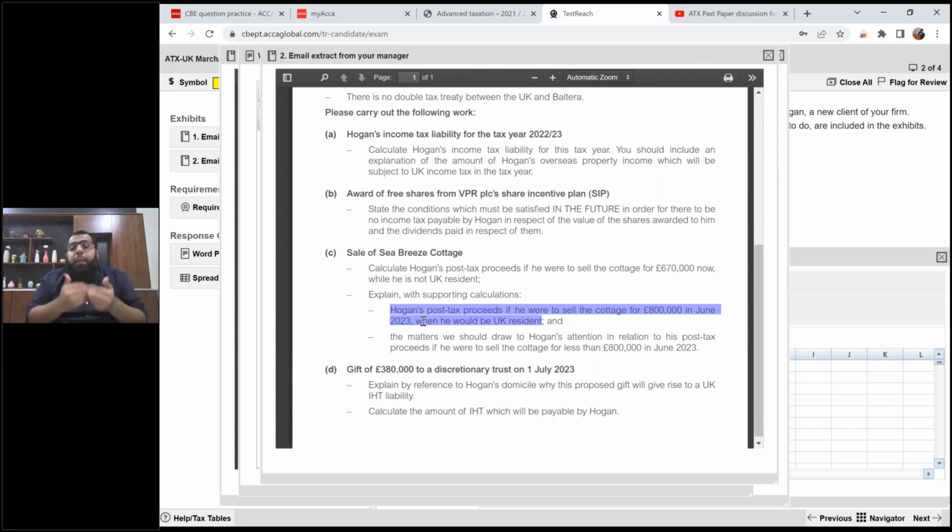What will be the implication if he sells the cottage in June 2023? Hogan's post-tax proceeds if he were to sell the cottage for 800,000 in June 2023, when he will be UK resident. So when he is UK resident, he has to pay UK tax on it.